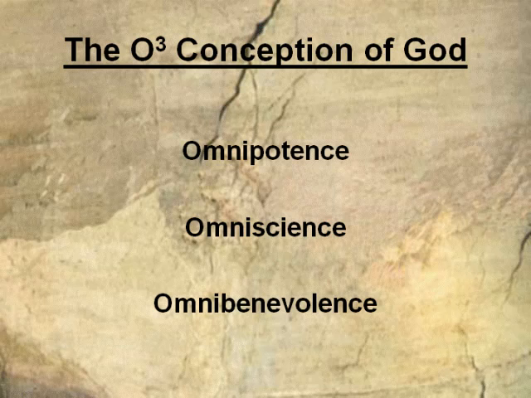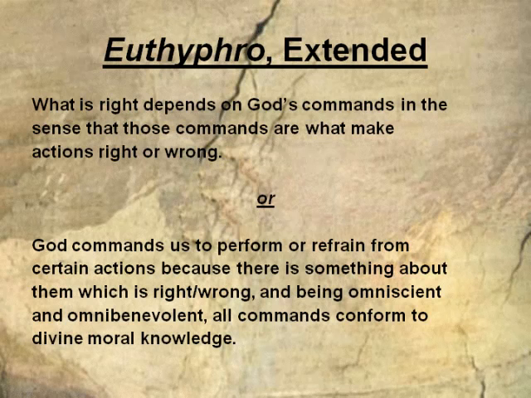Now, the Euthyphro dilemma may lead us to challenge this. Because it states, ultimately, we have to look at these two options. What is right either depends on God's commands in the sense that those commands are what makes actions right or wrong. So again, that we place the obligatory nature in the command, or that God commands us to perform or refrain from certain actions because there is something about them which is right or wrong. And being omniscient and omnibenevolent, all commands conform to divine knowledge? Well, the first option is divine command theory.